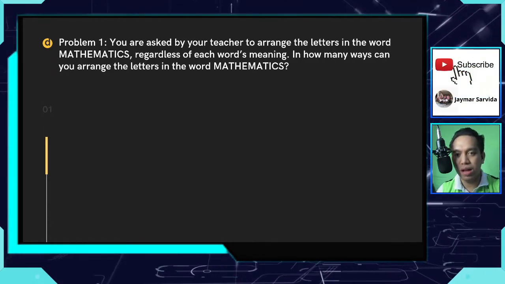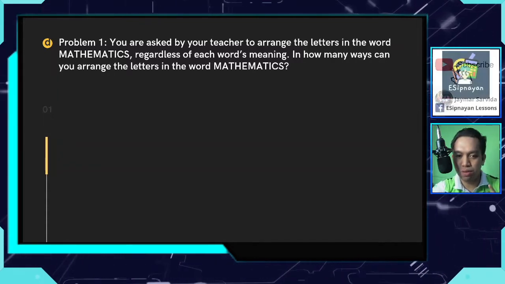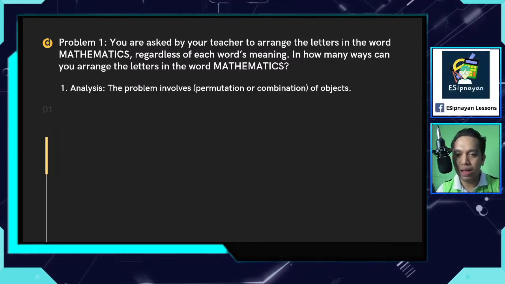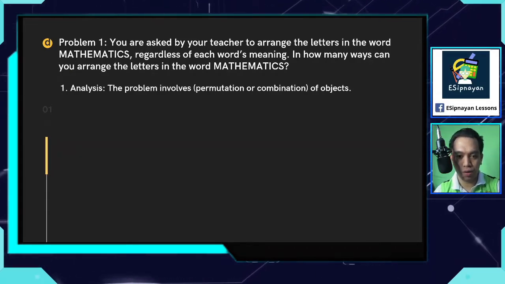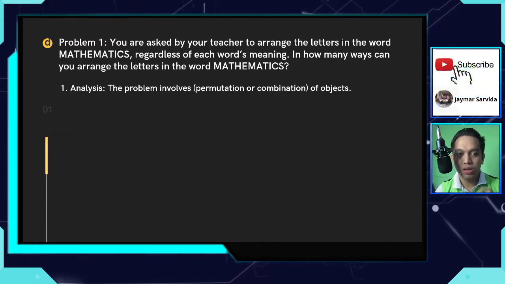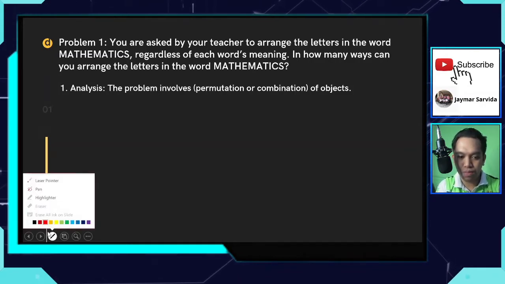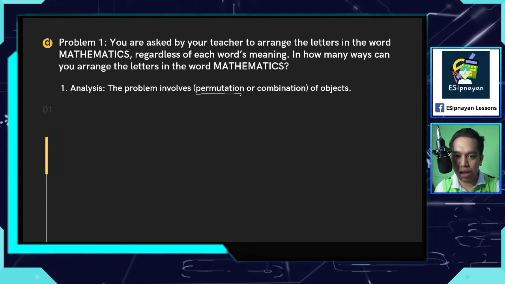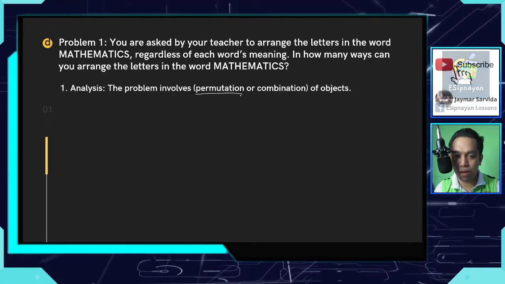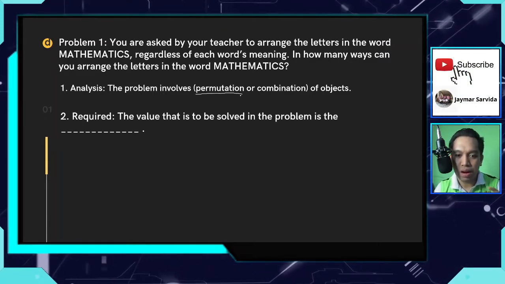So para mas ma-solve natin ito ng madali at saka mas mabilis, magfa-follow tayo ng mga steps. Una is yung analysis. So you analyze kung ano ba yung problem na involved dito. Involved ba dito ang permutation or combination of objects? Dito sa number 1, the problem involved is permutation. So I think alam nyo na kung anong klase ng permutation ito. It is distinguishable permutation.